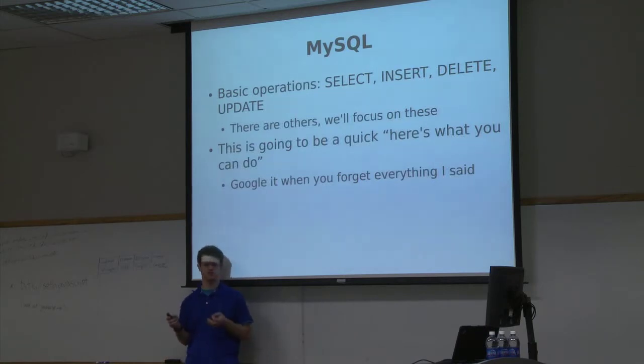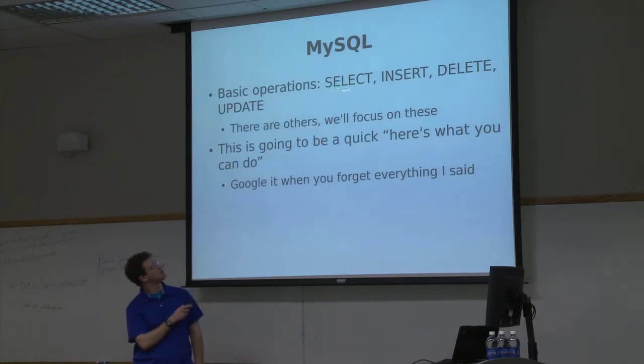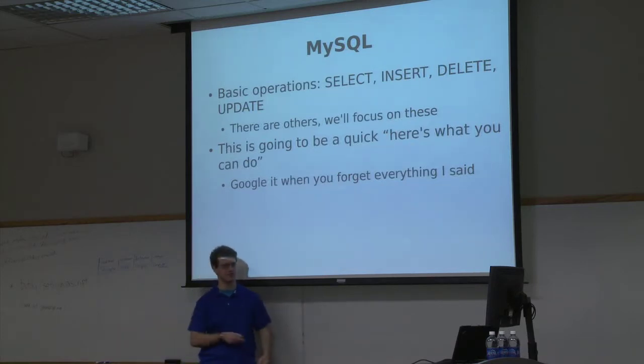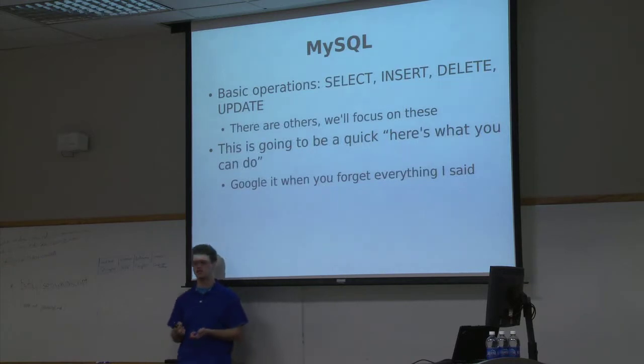So the basic things you need to know about a database are how to select information out of it, which is basically just getting some rows, insert some new rows, delete the rows you don't want anymore, and update the rows that are already there. There are a lot of other things you can do that make databases really powerful. But because most of you, I think, have never seen any of this before, we're just going to go over these. And like I have on the slide, it's really just going to be a quick overview of what you can do.